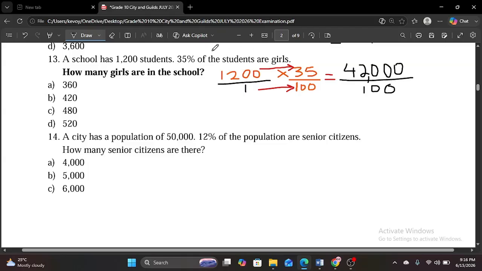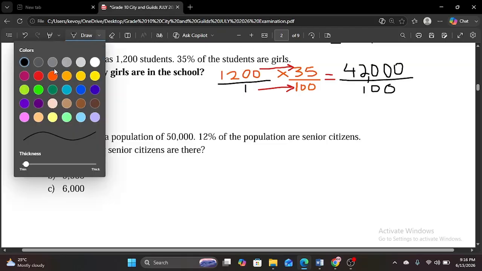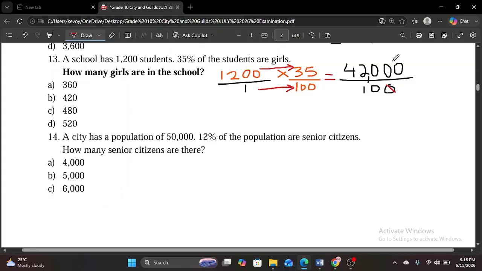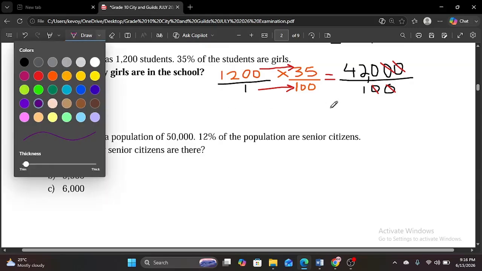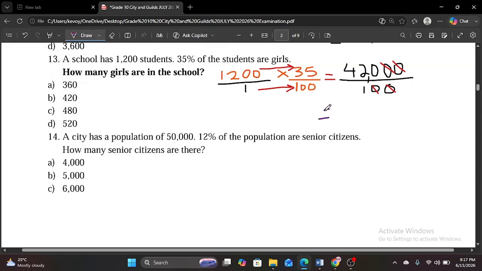All right. So afterwards, you just eliminate your zeros from the bottom and top. So 1 zero at the bottom, 1 zero at the top, 1 zero at the bottom, 1 zero from the top. So what we have remaining is going to be equal to 420. So that's going to be the number of girls at the school. So that's 420. All right. So moving along.